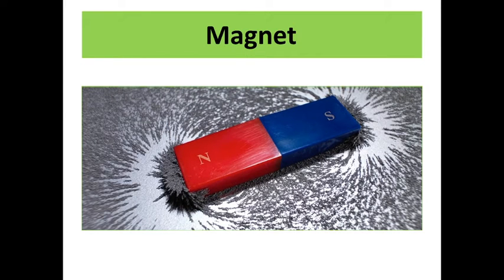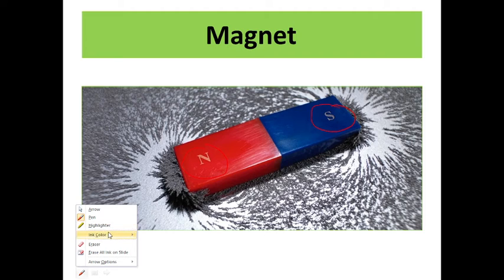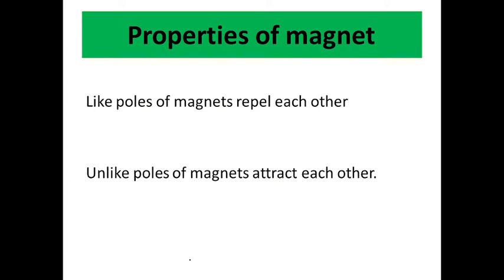The first one is magnet. A magnet has a north pole and a south pole, as you can see in the diagram. In the previous classes you must have learned the properties of the magnet. It has two poles, the north pole and the south pole. Now the next one is properties of the magnet.